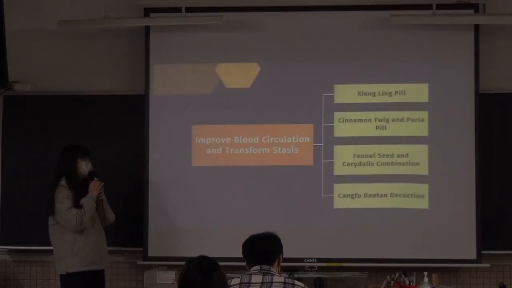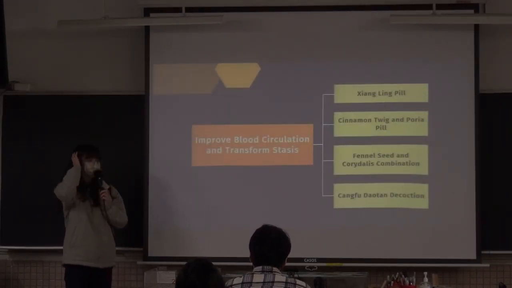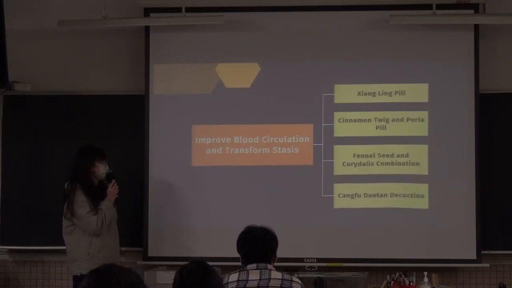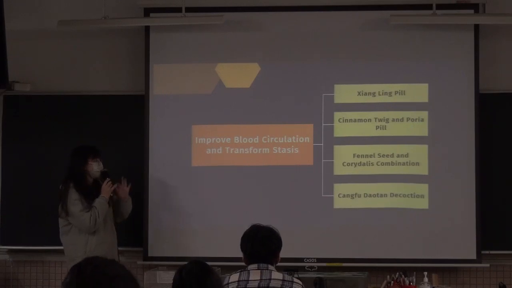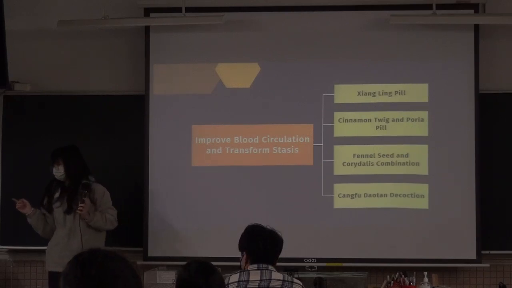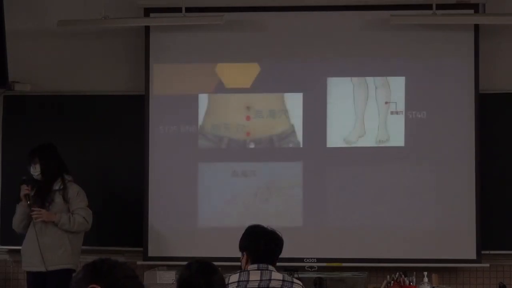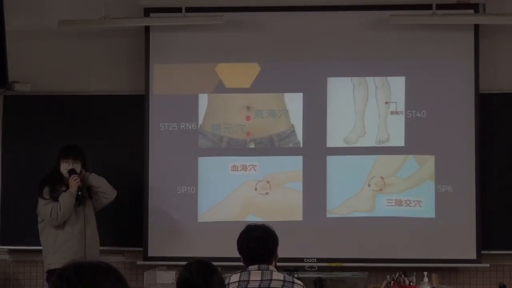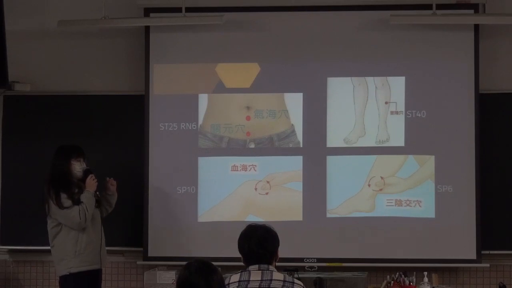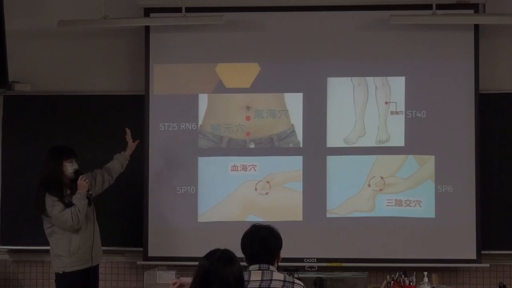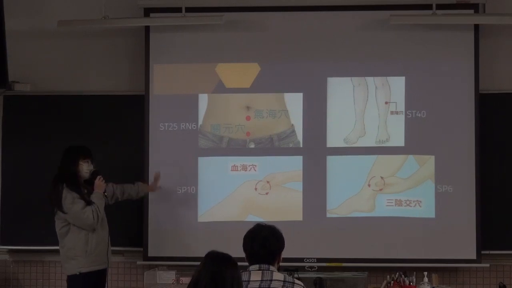Traditional Chinese medicine mainly uses herbal medicine to improve blood circulation and transfer status. This is the main formula. And traditional Chinese medicine will also use acupuncture to relieve the symptoms. So this is the acupuncture that the doctor will apply.